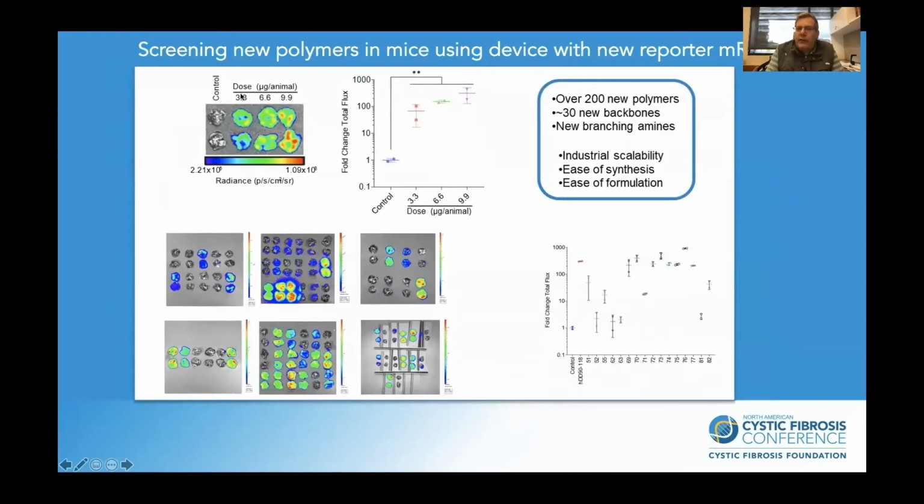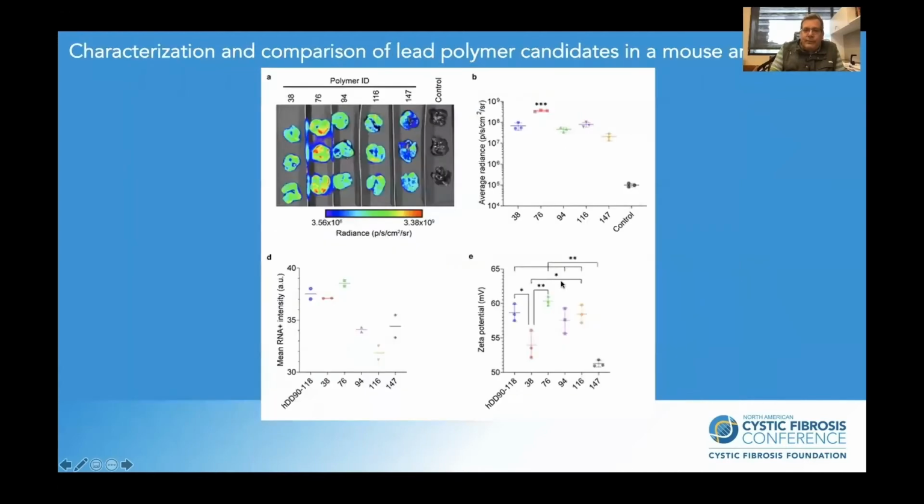One thing you can see here is that even with just a few micrograms of RNA, you can measure the luminescence in their lungs, and you can see that the variability, even with just two animals, is fairly low. We then made over 200 new polymers, lots of new backbones, and went ahead and screened those. Again, you find winners and losers in vivo. That's exactly what this graph on the right is showing: you can easily determine the differences between the winners and the losers.